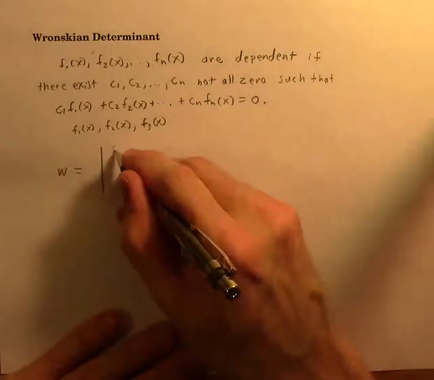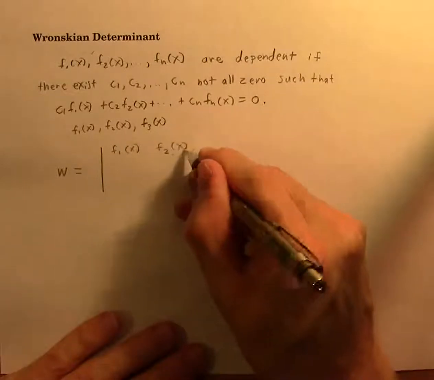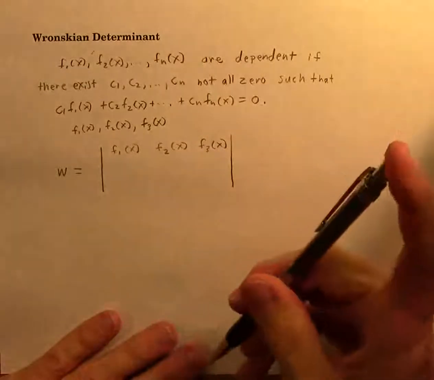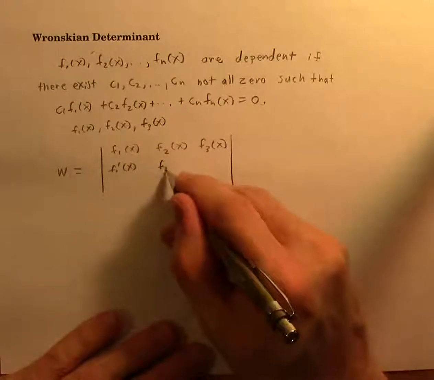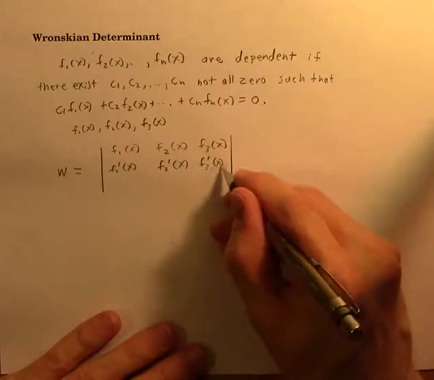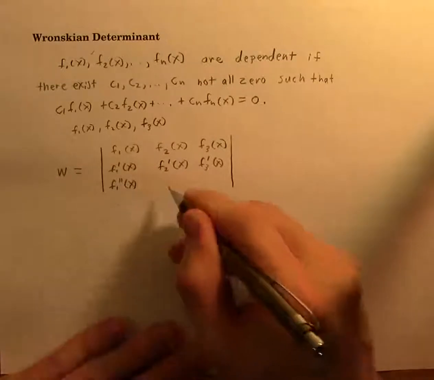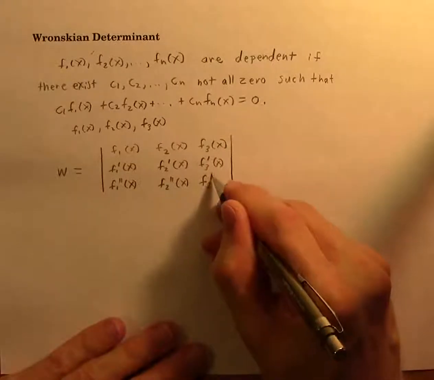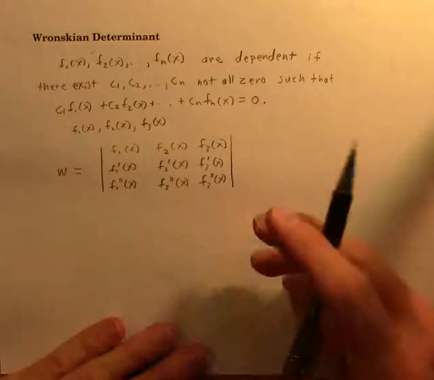Its determinant has the 3 functions occupying the first row of the determinant, and their derivatives in the second row, and their second derivatives in the third row. So that's all there is to the Wronskian determinant.